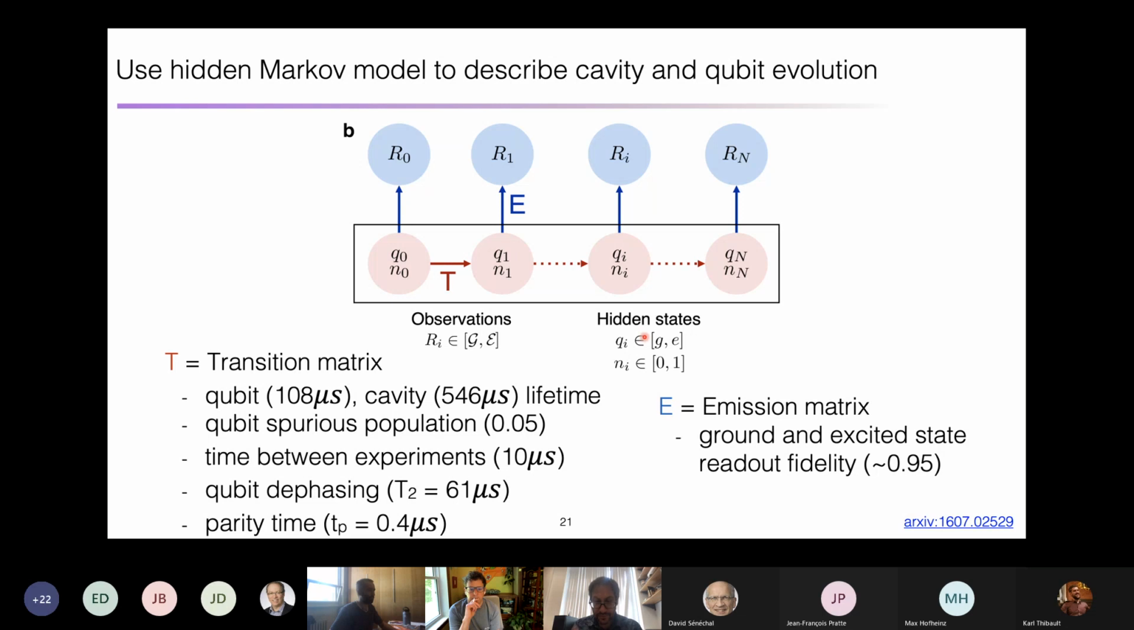And this is also where I put all the statistics here. Our qubit lasts for 100 microseconds. The cavity lasts for about half a millisecond, and there's about 5% of qubit spurious population. So even if your measurement is perfect, you're still going to be wrong one out of 20 times. You'll measure an excited state qubit when you shouldn't. And we can do an experiment every 10 microseconds or so, and the dephasing is a little bit relevant for some of the things there.